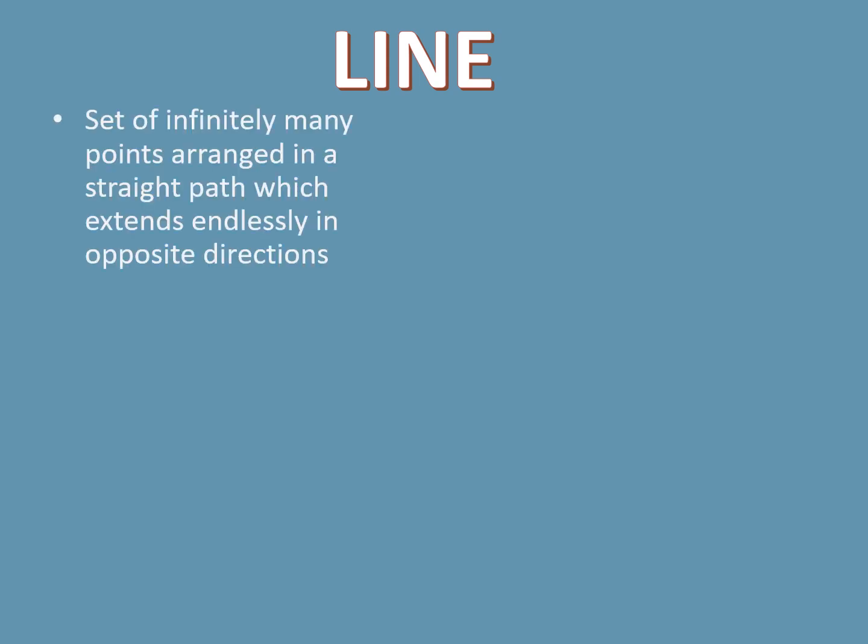Next undefined term is a line. A set of infinitely many points which are arranged in a straight path, and that path extends endlessly in opposite directions. Lines, similarly to points, they have infinite length, but they have no width or thickness, right? So we said that a point has no size. It's just a dot representing a location. Lines do have length, but they do not have width or thickness.